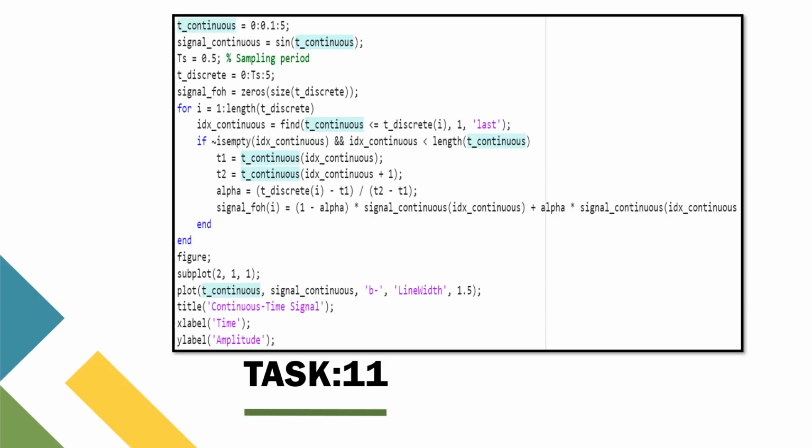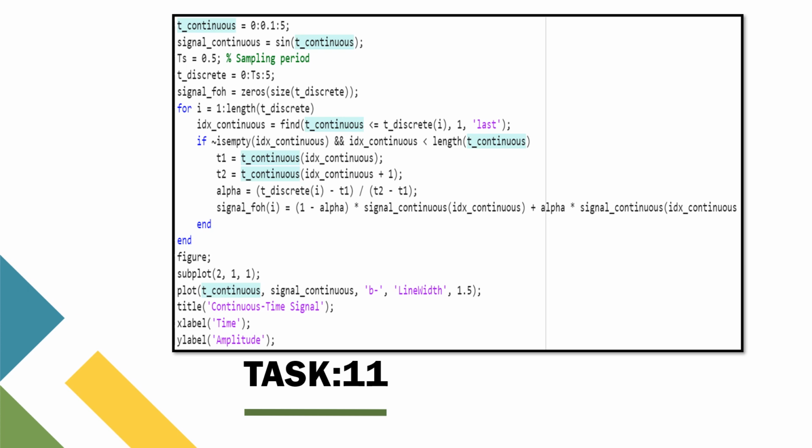In task 11, we are required to have the first order hold simulation. T continuous and signal continuous define a continuous time signal and its corresponding time vector. Ts specifies the sampling period for the discrete time signal. T discrete defines the discrete time instances based on the sampling period. Signal first order hold initializes an array for the first order hold simulation. The for loop iterates over each discrete time instance.